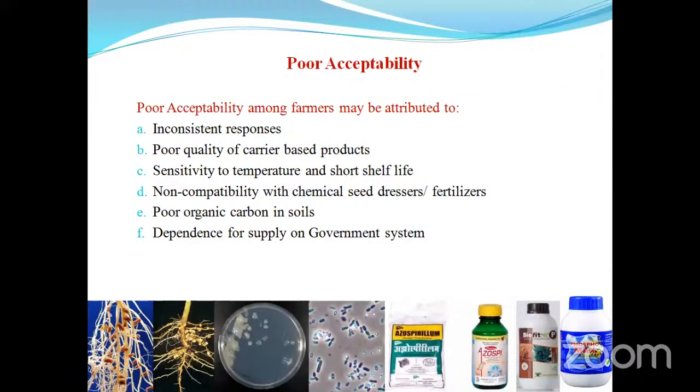Poor organic carbon in soil. You all know that Indian soil is naturally very poor in organic carbon, and this organic carbon or organic material is very important for the establishment of these microbial agents, because it works as nutrient for those microbial cells. And dependence of supply on government system. Obviously, the government system has come up with biofertilizer and all these things, with training, organic culture and organic materials. Obviously, these things will change in future.